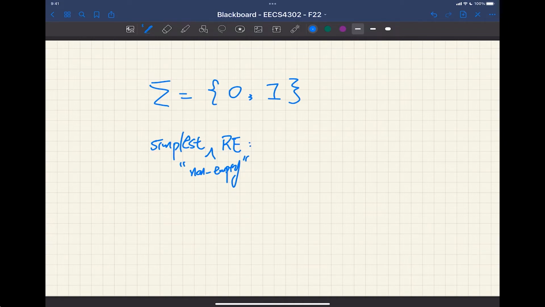A single zero or a single one. Basically, just a symbol, like a sigma one. Okay, so it will be either zero or one, okay? That's the simplest you can write.